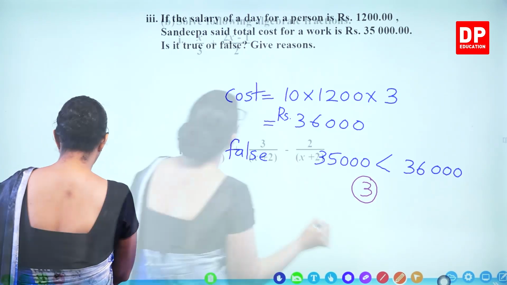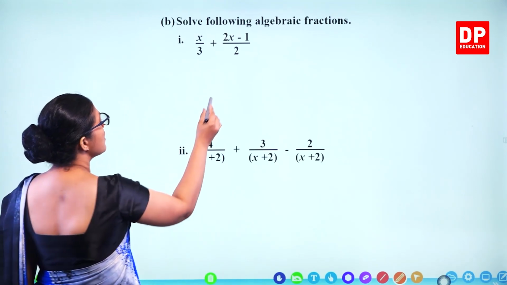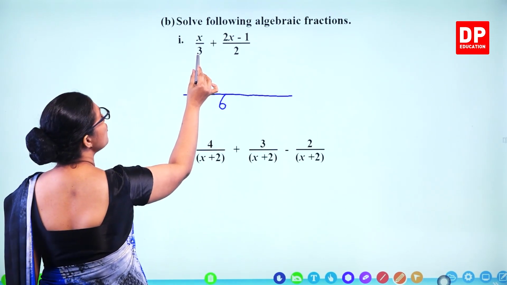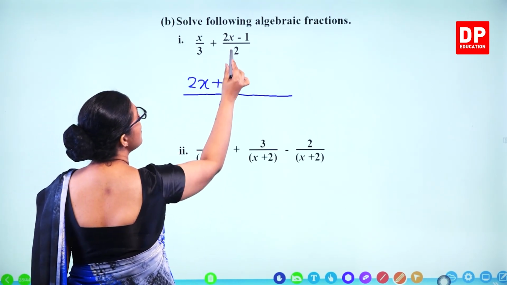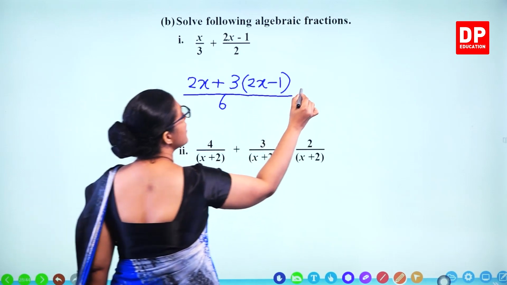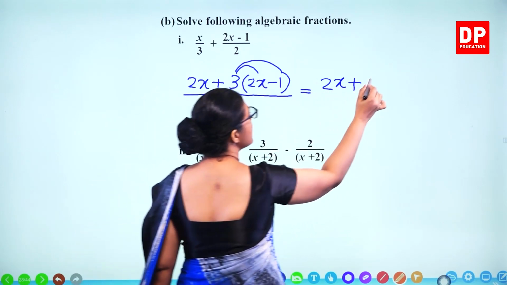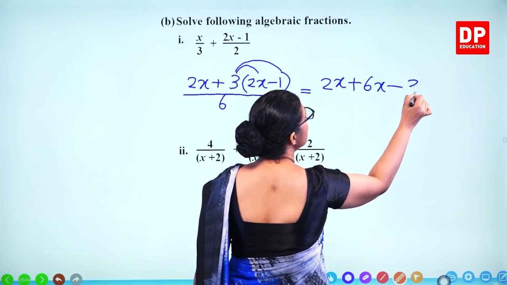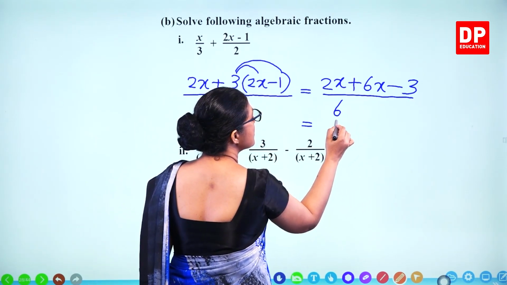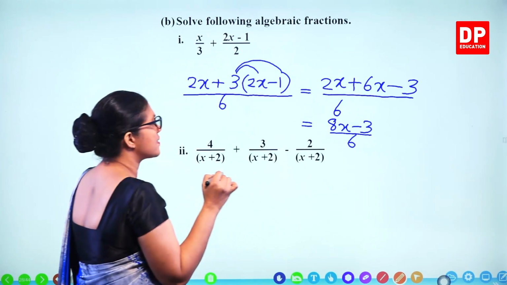Let's take the next one. Solve the following algebraic fraction. So 3 and 2 in the denominator. What's the lowest common multiple? That's 6. Convert everything to 6. This one you have to multiply by 2, 2x. This one you have to multiply by 3 to get 6. Now expand brackets here. 2x, 3 times 2, 6x, and 3 times 1, 3. That's minus. Now simplify. You get 2 and 6, 8x minus 3 divided by 6.